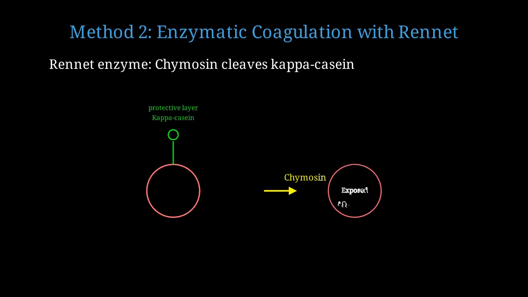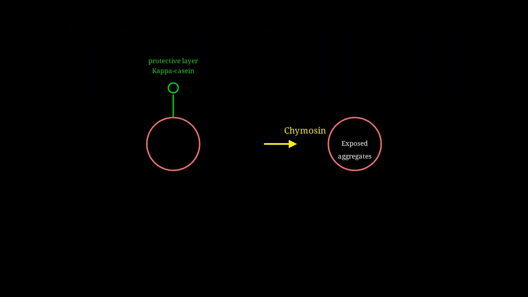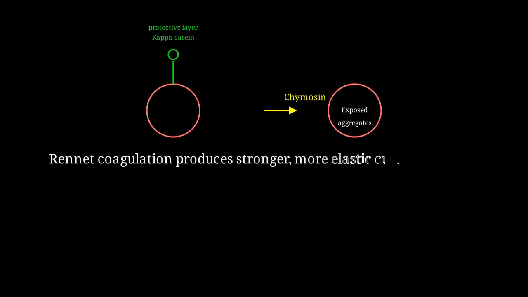The kappa-casein forms hair-like projections from the micelle surface. Chymosin cuts these projections, removing the protective layer and exposing hydrophobic regions that cause the micelles to stick together. Rennet coagulation produces much stronger and more elastic curds than acid. The calcium bridges between the proteins create a network that can trap fat globules more effectively, which is essential for aged cheeses.